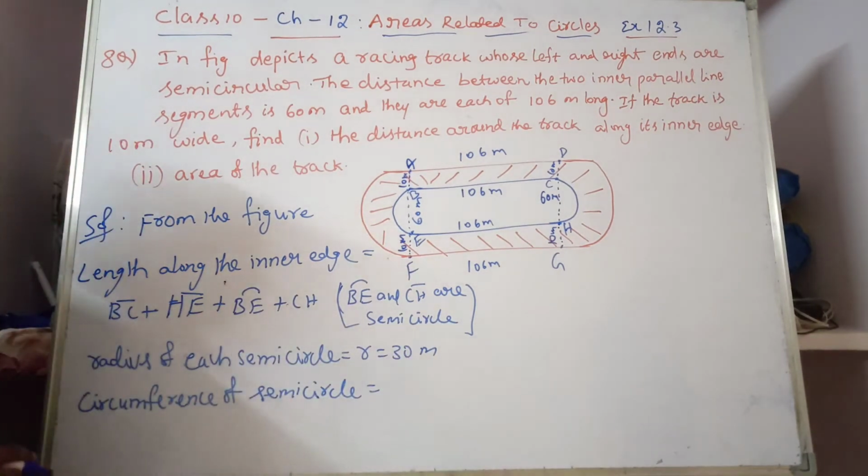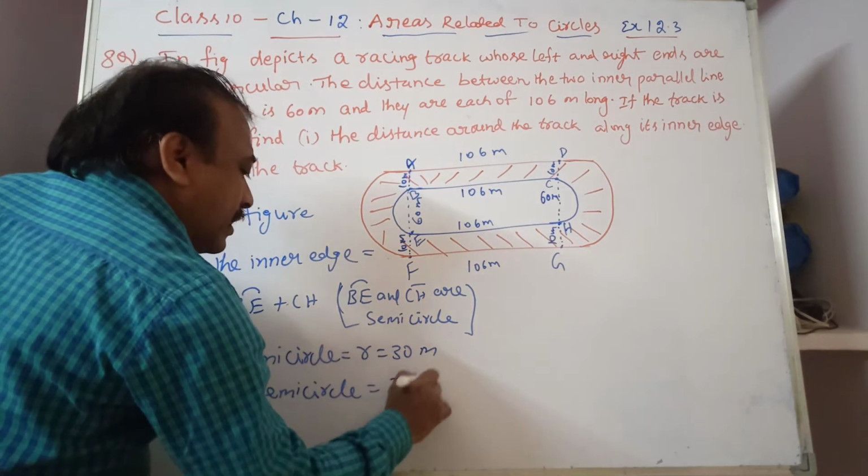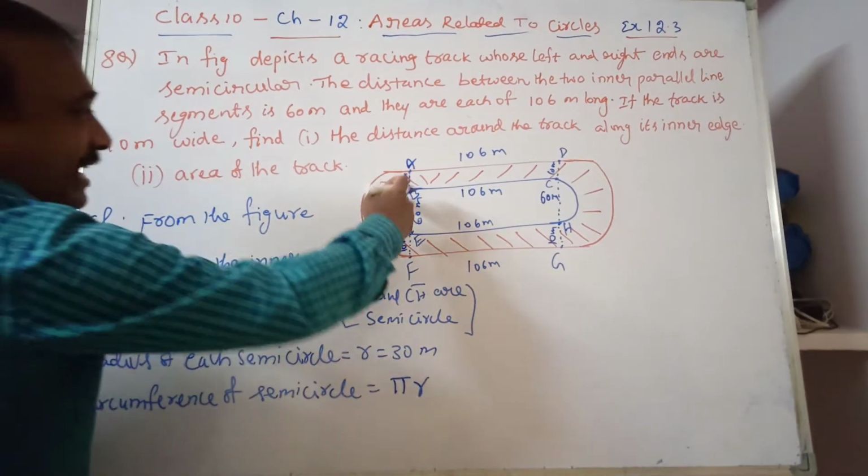What is the circumference of a semicircle? Half of the circumference of the circle, half of 2 pi r, which is nothing but pi r.